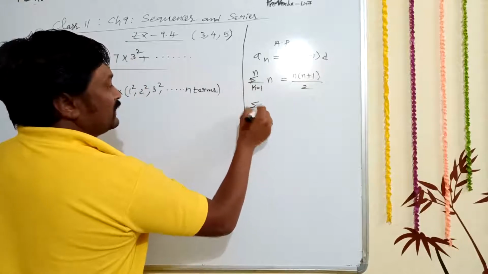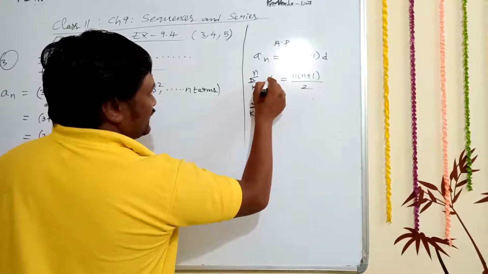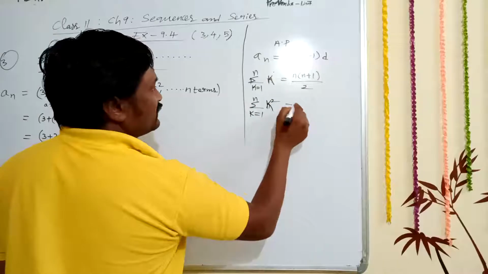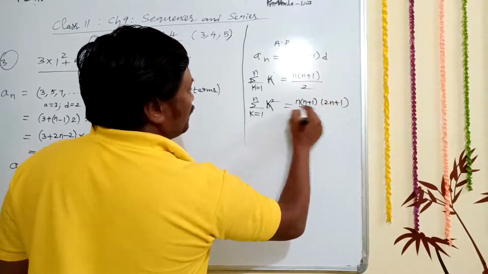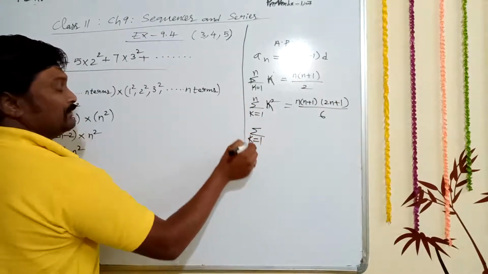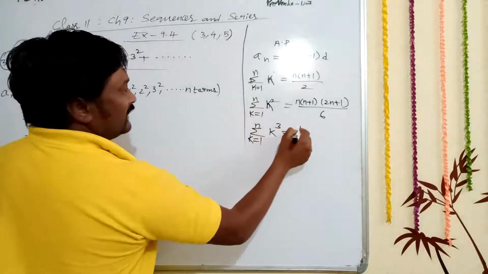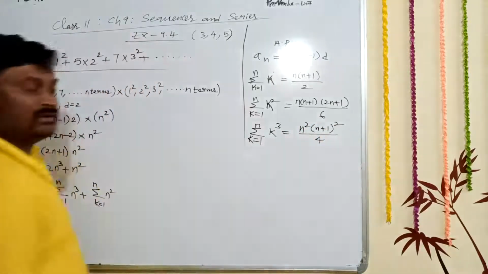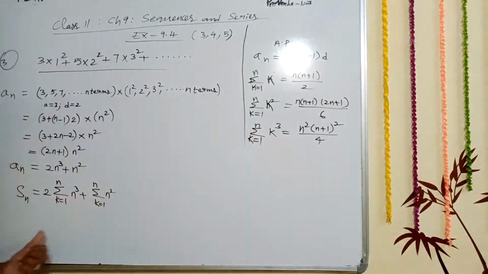Sigma k equals 1 to n of k square is equal to n into n plus 1 into 2n plus 1 upon 6. If it is k cube, the summation of 1 to n terms of k cube is equal to n square into n plus 1 whole square upon 4. So now you should remember these formulas, and these formulas only we are going to substitute in this.